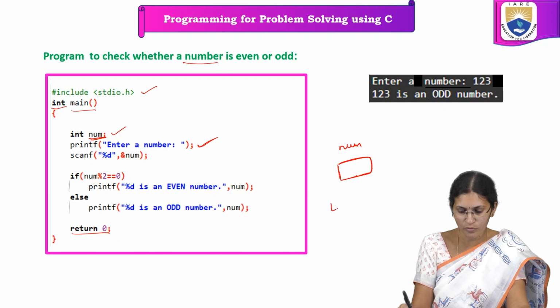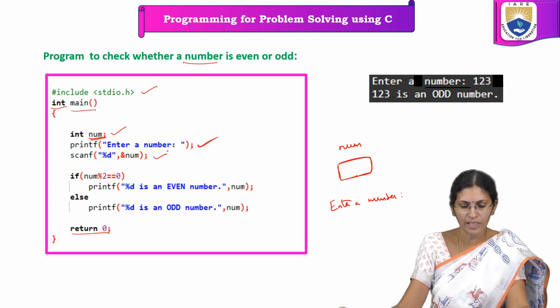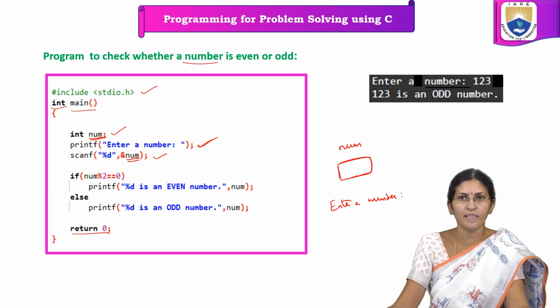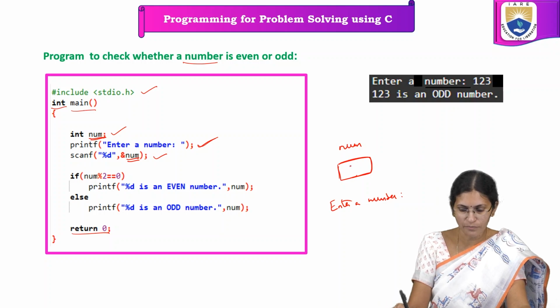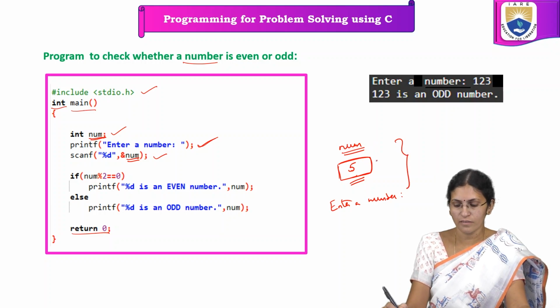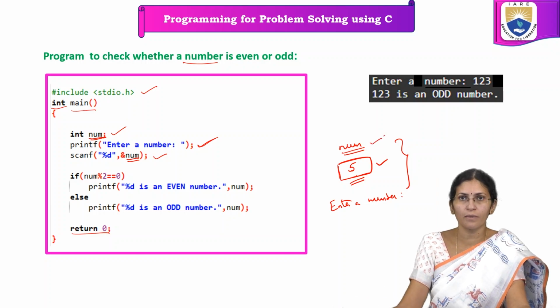The user will be prompted to enter a number. This is the output of this program. Then, with the help of the scanf function, we can read the value which is entered by the user. Suppose the user is entering the value 5. That is stored in the variable num at the address specified by num. Now, this is all about just the input. The value 5 is read and it is stored in the variable num.